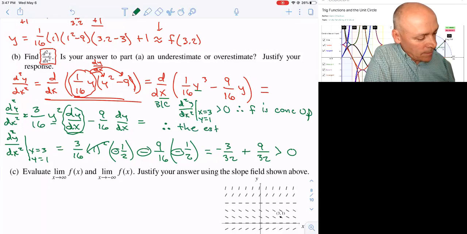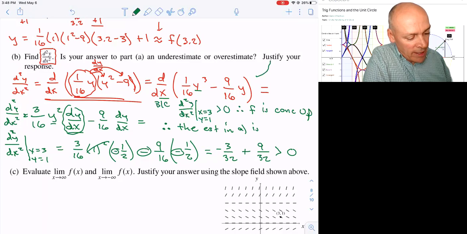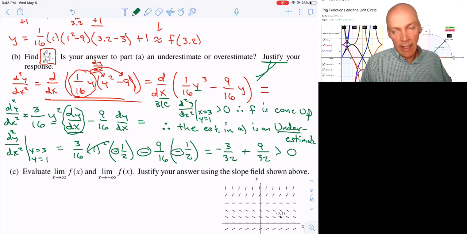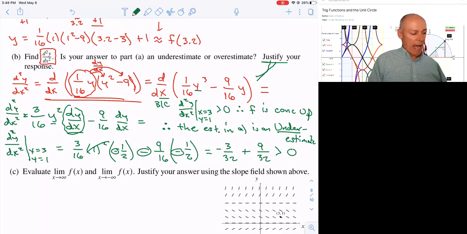the estimate in A is, and here's where I just draw, okay, that's concave up, draw a tangent line, and doesn't matter which direction I went, that tangent line's an underestimate. The estimate in A is an underestimate. Okay? And that's my justification. Because my second derivative is positive, therefore f is concave up, and therefore any tangent line approximation where my function is concave up is going to be an underestimate compared to the actual value. Sweet. All right.